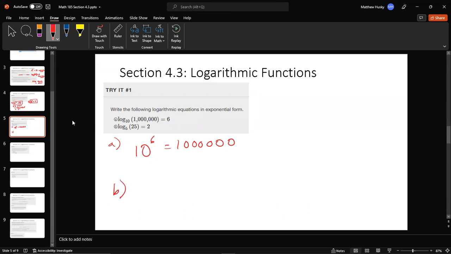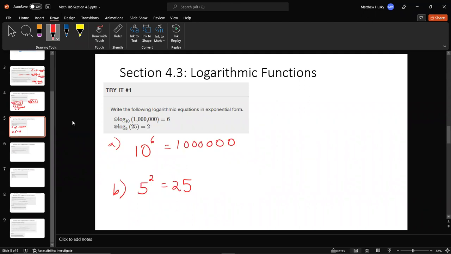Part B, the base is 5. That's the base of the logarithm. 2, what it equals out here, that's going to be the power. And then this is going to be equivalent to what you put into the logarithm. And that gives you the statement that I imagine you've encountered before, that 5 squared equals 25.